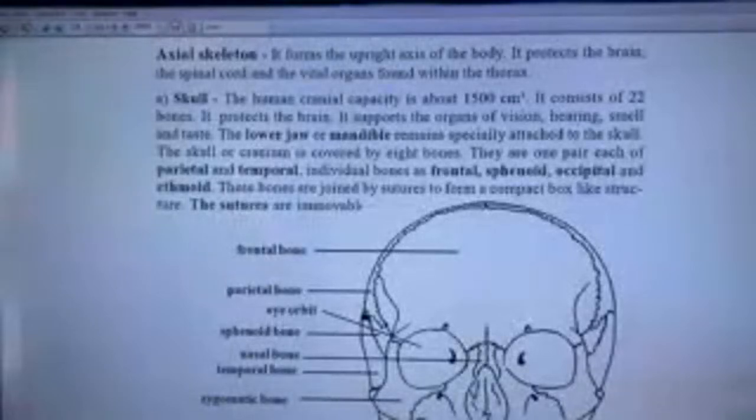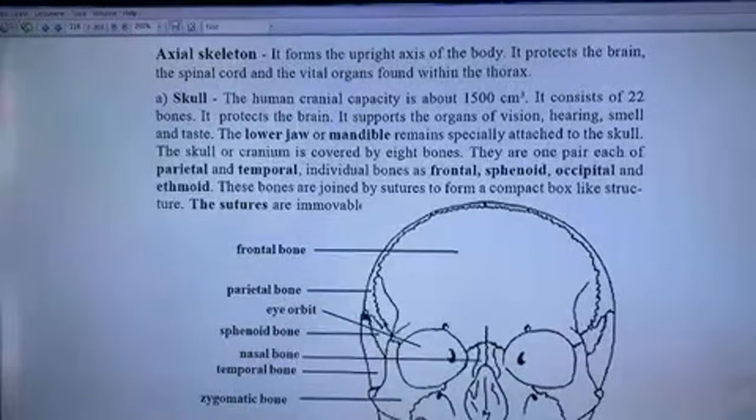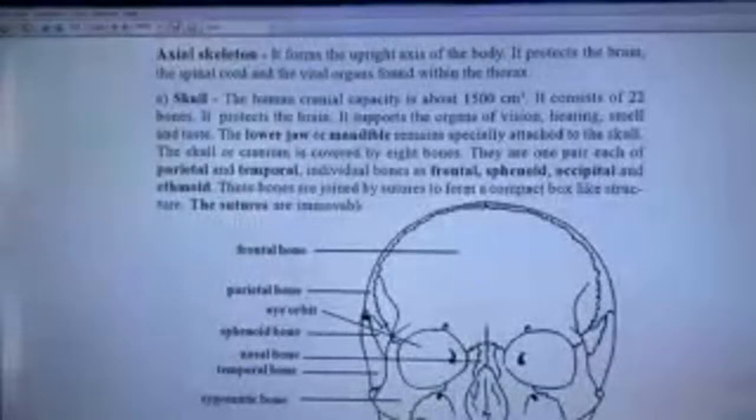The lower jaw or mandible remains specially attached to the skull. The skull or cranium is covered by 8 bones. They are one pair each of parietal and temporal. Individual bones are frontal, sphenoid, occipital, and ethmoid. These bones are joined by sutures to form a compact box-like structure. The sutures are immovable.